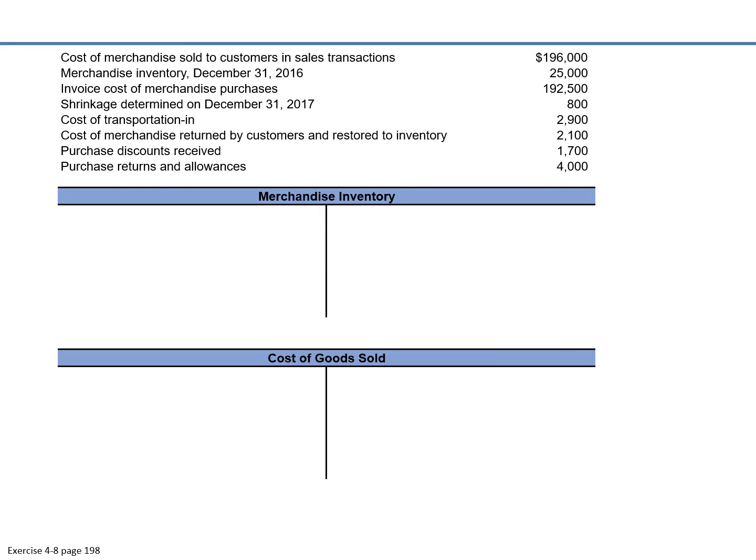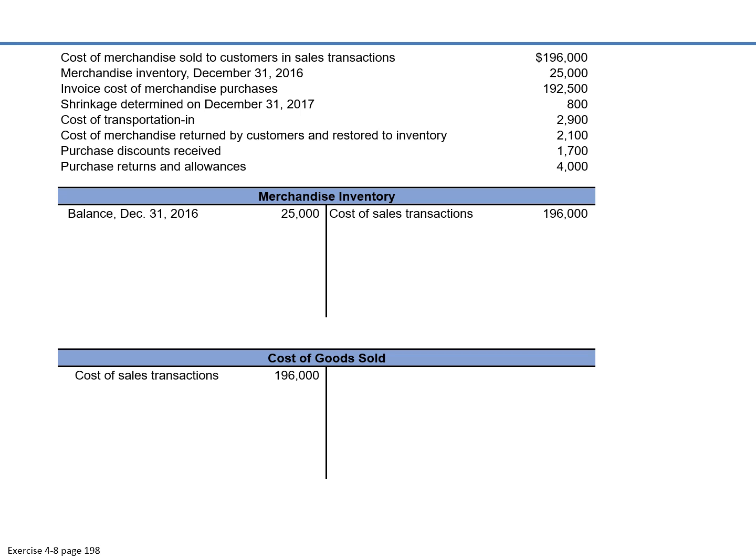Okay, so let's record each of the transactions in the T accounts. So cost of merchandise sold to customers and sales transactions. When we sell our merchandise, we debit cost of goods sold and credit merchandise inventory, right? So we post our credit to the right side of the merchandise inventory account for $196. We post our debit to the left side of the cost of goods sold account. Merchandise inventory, December 31st of 2016. We start with $25,000, so that goes to the left side of our merchandise inventory account.